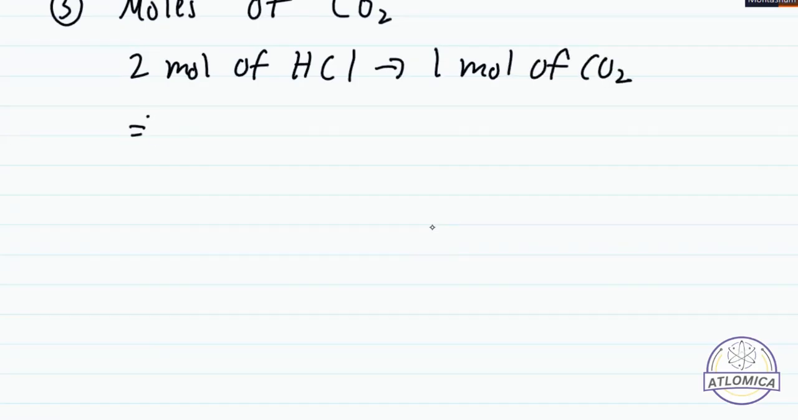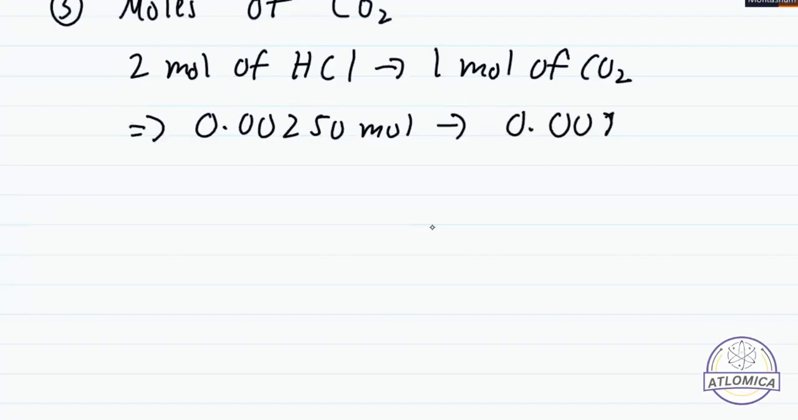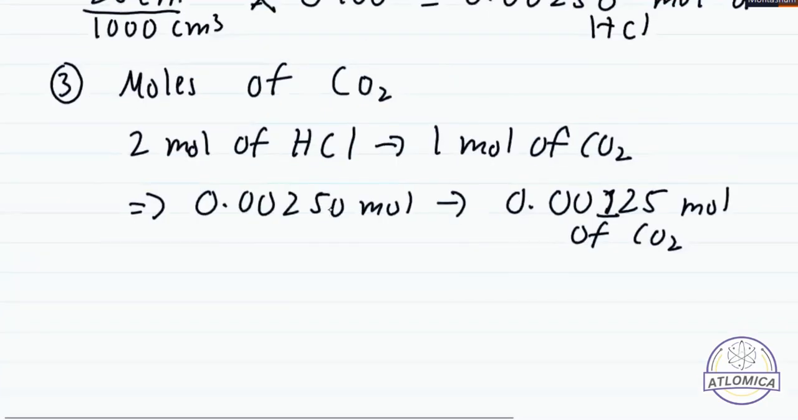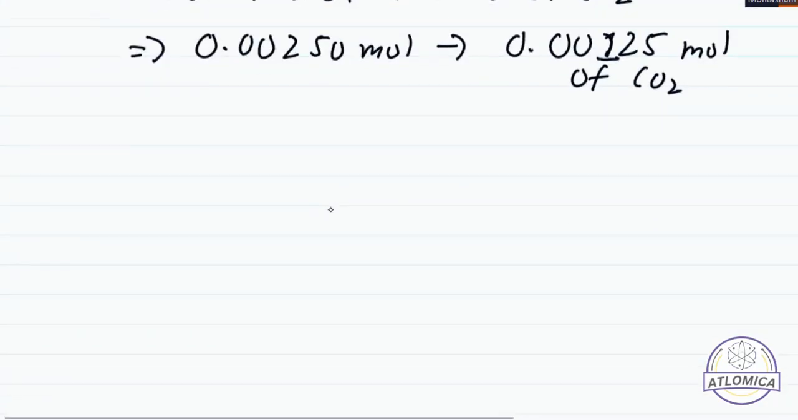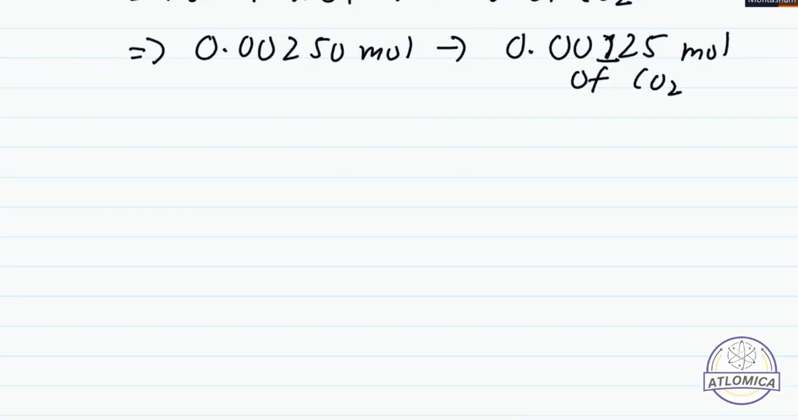That means that the 0.00250 moles we've calculated will form, if I'm correct, yes, 0.00125 moles of CO2. Nearly 70% of our question is done. And the fourth step is our conversion. How much gas is produced? We found out the moles. Now the only thing that remains is the volume.